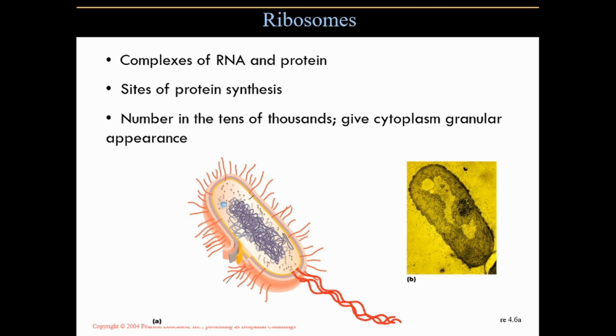Ribosomes are, as I said earlier, complexes of RNA and protein. They're the sites of protein synthesis. A process called translation occurs there. They number in tens of thousands in the bacterial cell, and they give the cytoplasm a granular appearance. So ribosomes are non-negotiable. All forms of life have to have ribosomes because that's where the proteins get made. That's where the RNA is read. And so all forms of life have to have some way of reading those instructions and then making proteins. And that something is a ribosome.